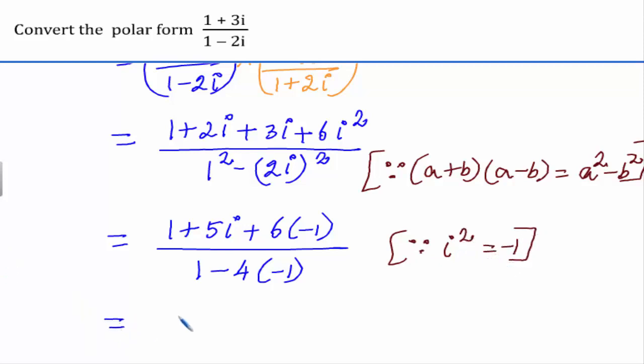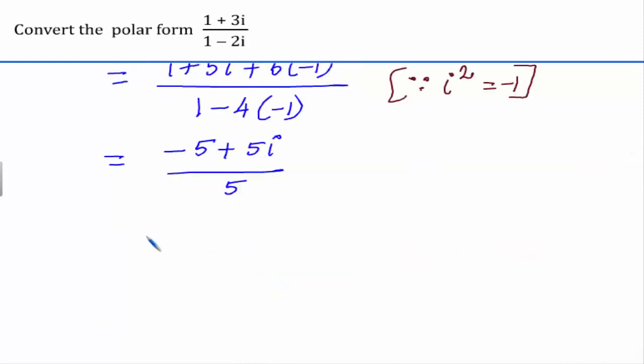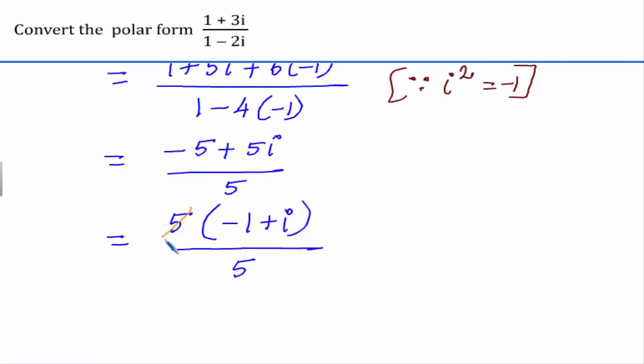This will be equal to minus 5 plus 5i divided by 5. This will be equal to, if we take 5 common from the numerator, we get 5 multiplied by minus 1 plus i, divided by 5. The 5 in the numerator and 5 in the denominator cancel each other. So we are left with minus 1 plus i. So this is the standard form of the given expression.